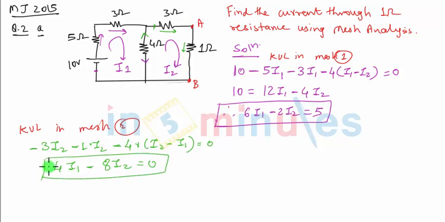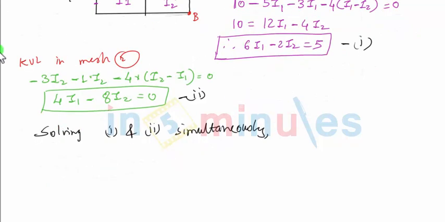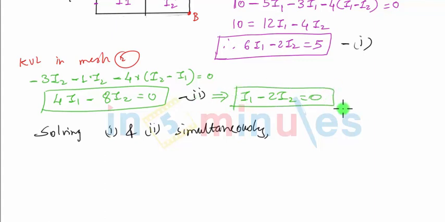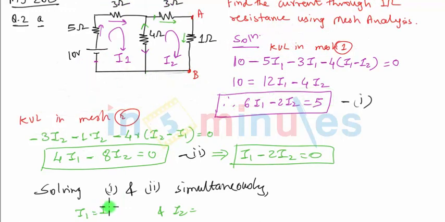Now I can solve the two equations simultaneously and find out the value of I2. If you want, you can cancel this factor of 4 from this equation. That will give you I1 minus 2 I2 equal to 0. You can also take this as your final equation, you can call it equation number 2. If I solve 1 and 2, the values for currents I1 and I2 that we get are: I1 will come out to be 1 ampere and I2 will come out to be 0.5 amperes. We were looking for the current through the 1 ohm resistance, which was nothing but I2. So therefore my answer is: the current through the 1 ohm resistance, which is I2, is equal to 0.5 amperes.